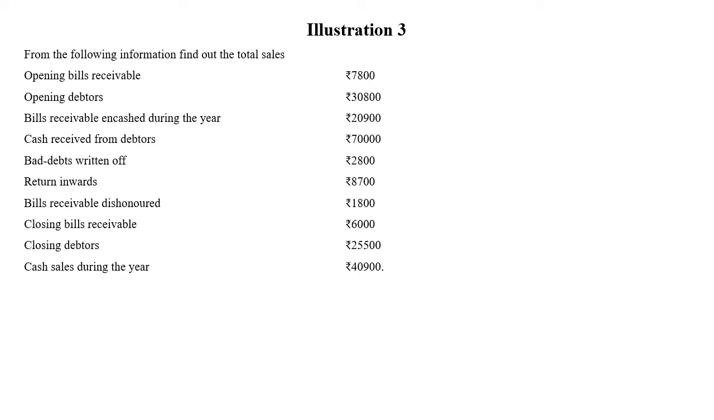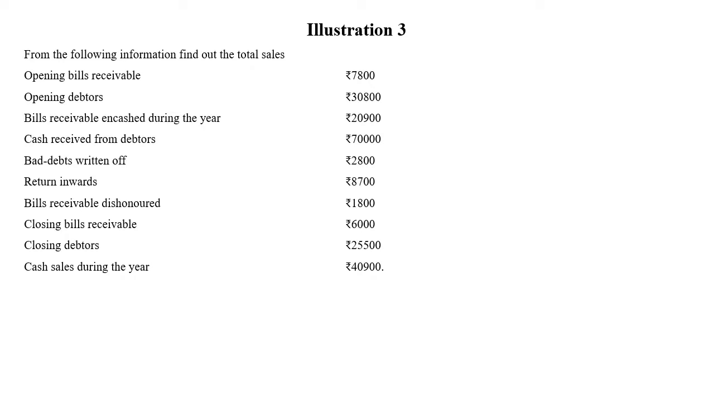In the previous class, I made it very clear. The balancing figure of debtors account, if it is debit, then it is credit sale. If it is credit, then it is cash. I hope you understood that. The balancing figure on the debit side in the debtors account should be credit sale. If the balancing figure is on the credit side in the debtors account, then it should be cash.